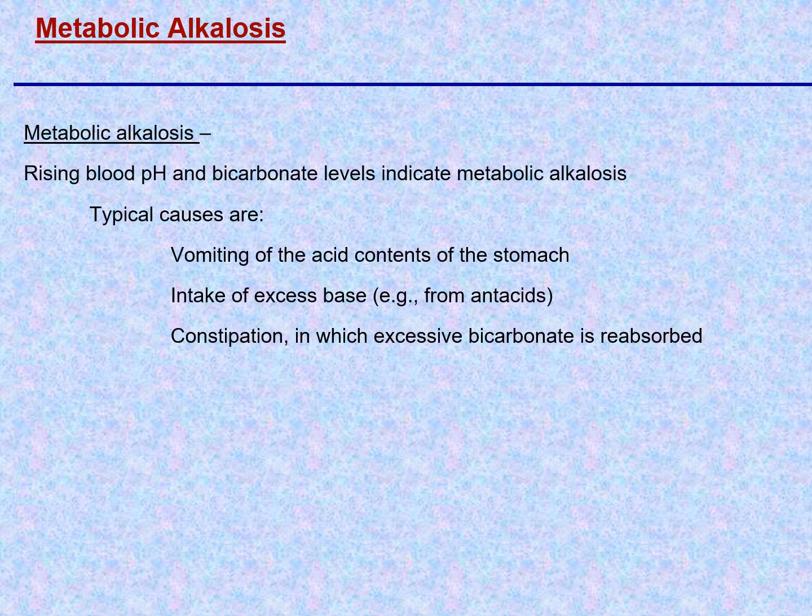Metabolic alkalosis, an abnormal rise in the pH. You have a rising blood pH and bicarb, and that is indicative of metabolic alkalosis. The typical causes are vomiting and therefore loss of a lot of acid from the stomach. With chronic vomiting, hydrochloric acid gets replaced and keeps being lost from the body, so the person can go into metabolic alkalosis.